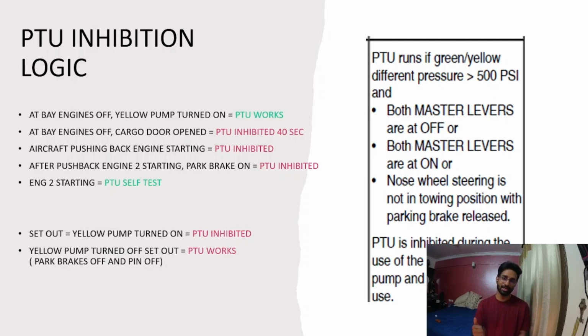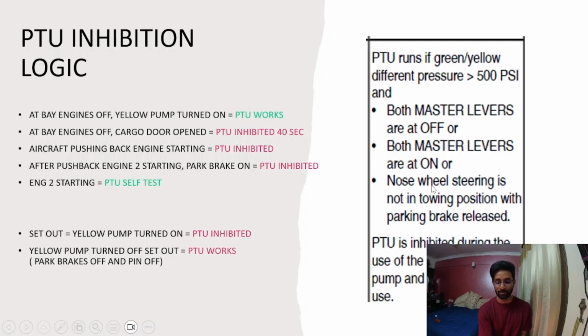Now to start engine 2 during single engine taxi, during taxiing only we'll start the 2. That time we'll turn off the yellow electric pump. At this time, will the PTU work? At taxi, during single engine taxi, what happens? 500 PSI will show because only one engine is working. I turned off the yellow electric pump to start engine 2 as per the single engine taxi procedure, which you will learn later.